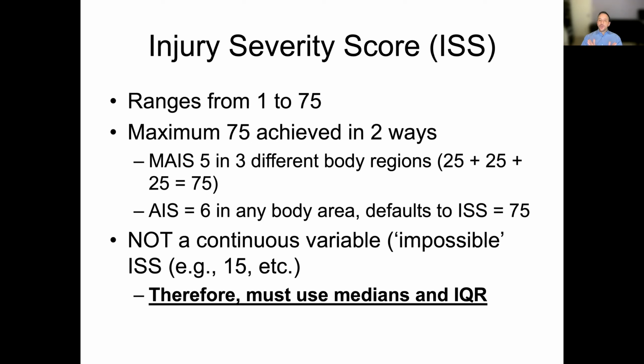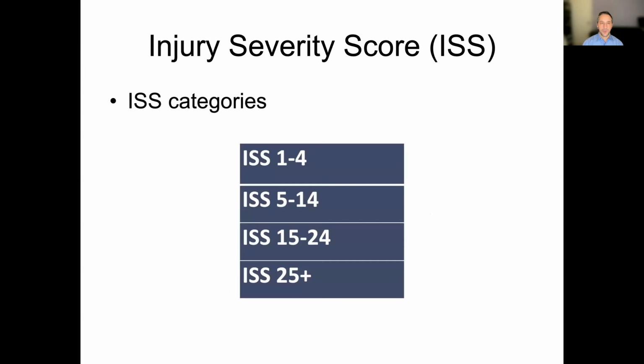And therefore, when you use ISS as a proxy of injury severity or for controlling for injury severity, you have to use medians and interquartile ranges, or you can use ISS ranges and categories. I review a lot of papers where authors will use means for ISS, but it's inappropriate because it's not a continuous variable. And so just keep that in mind.